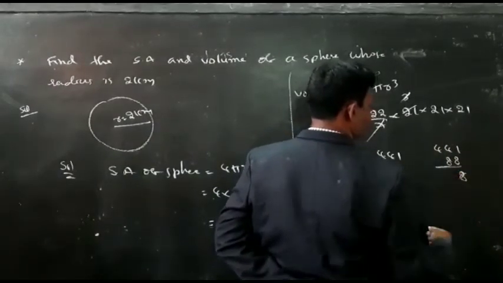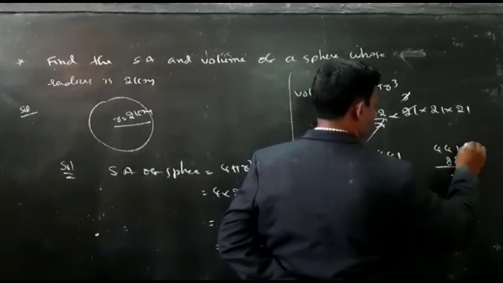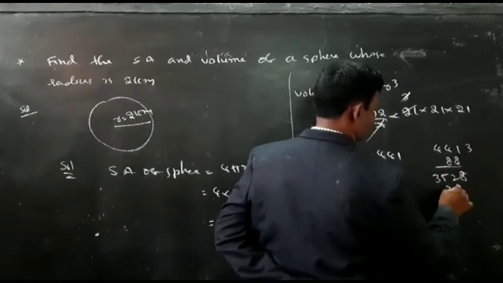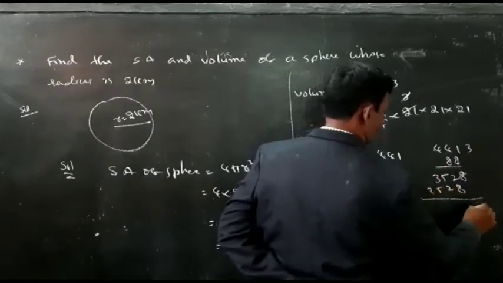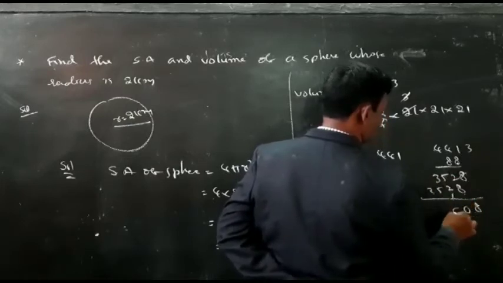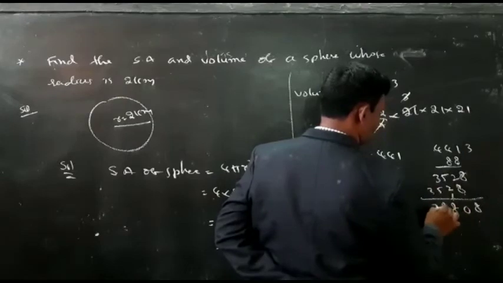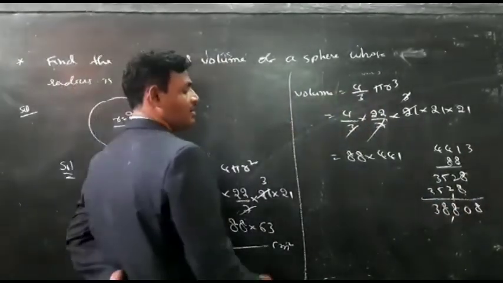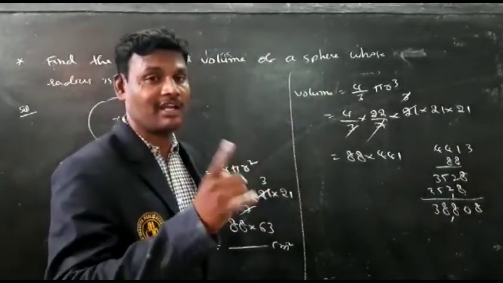8 ones are 8. 8 fours are 32. 8 fours are 32 plus 3 is 35. 8 plus 2 is 10. 5 plus 1 is 6. 6 plus 2 is 8. 5 plus 3 is 8. So it is 38,808.